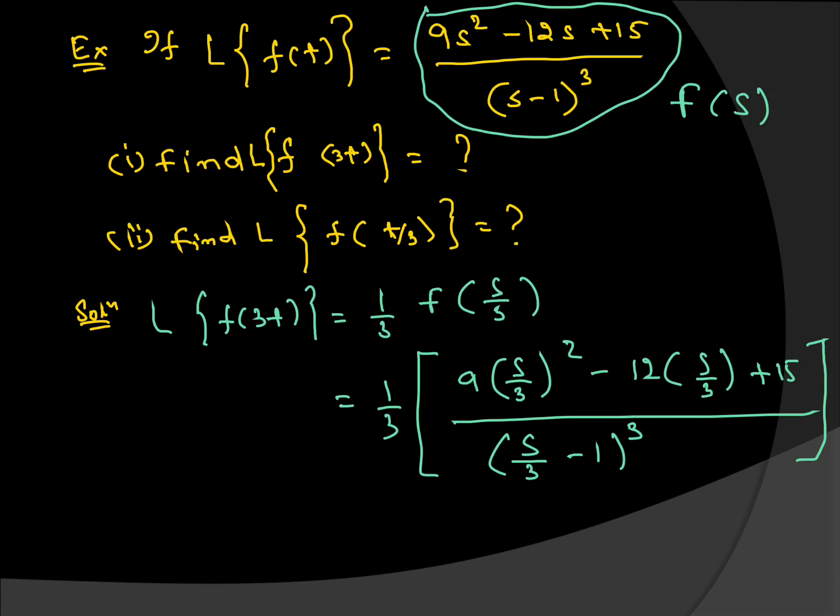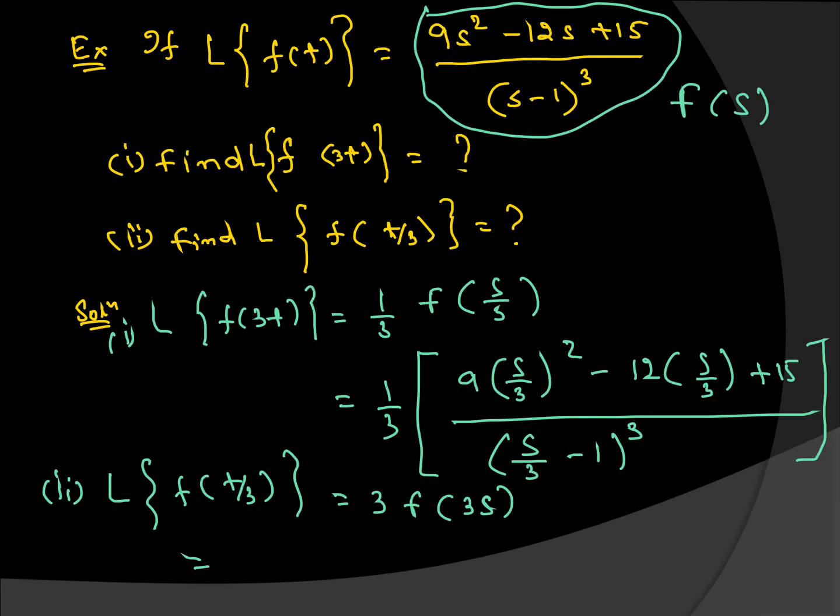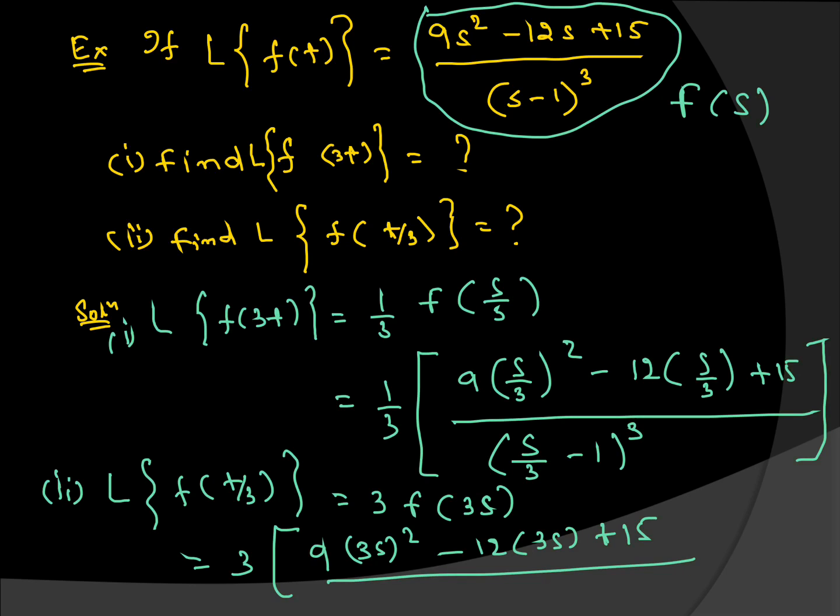Then this is part one, then part two: find Laplace of f of t by 3. Then you multiply 3 into F of 3 into s. So 3 into 9 times 3s square minus 12 into 3s plus 15 divided by 3s minus 1 whole cube. This is your answer.